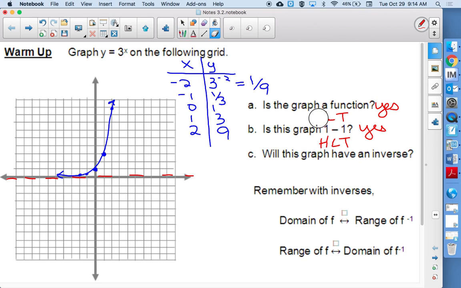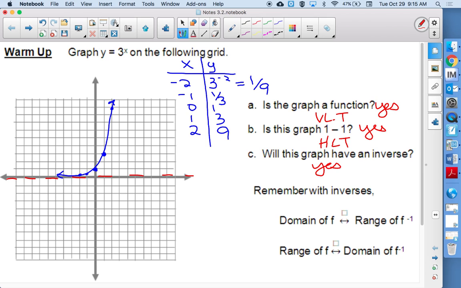And Dylan, if it's 1 to 1, will the graph have an inverse? Yes. So graphs that are 1 to 1 pass the horizontal line test, and therefore they have an inverse. So the horizontal line test is a way we prove that something has an inverse. It means each y has exactly one x, where in a function, each x has exactly one y. So they're kind of opposites of each other. Any questions? If you say yes to B, then yes, there's an inverse. They'll always go together.